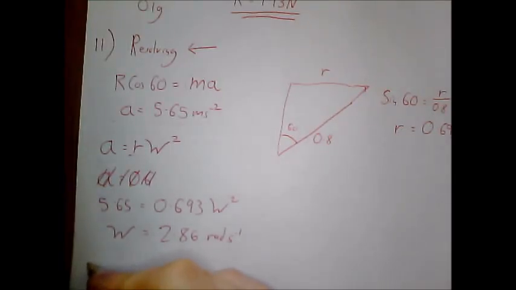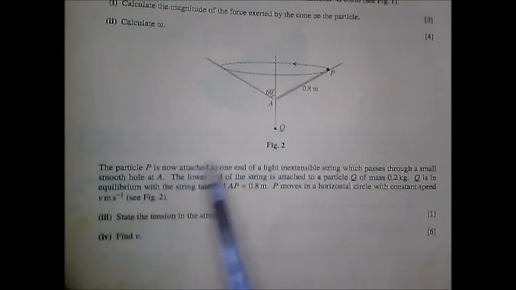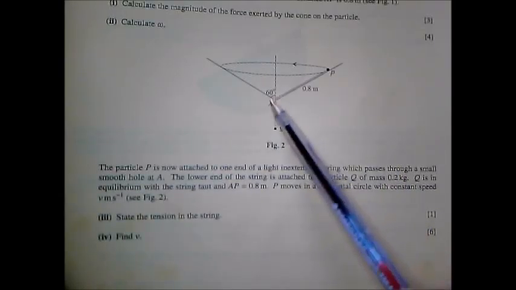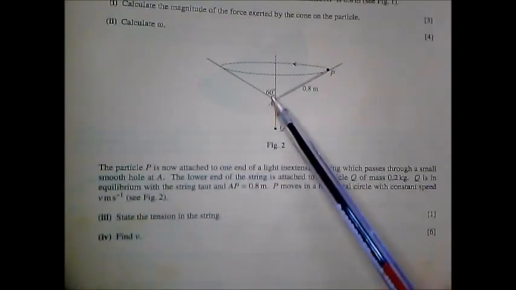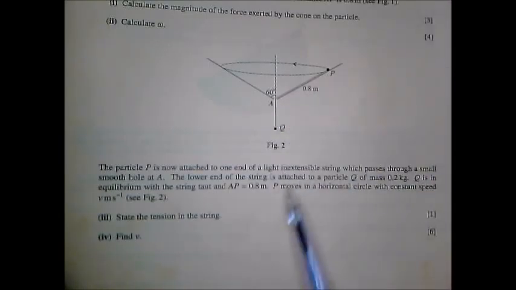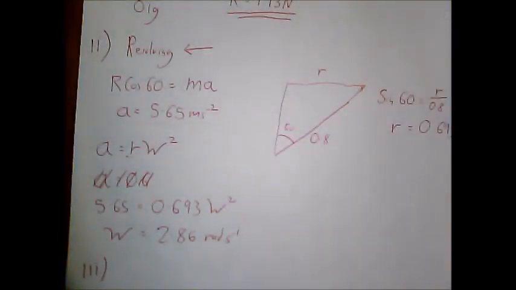Now let's have a look at part 3. Looks like our diagram's changed a little bit, so we'll be sure to look carefully. Our particle is now attached to one end of a light inextensible string which passes through a smooth hole at A, so there's going to be no energy or force lost here. And this is an equilibrium with the string taut, and this is still 0.8 meters. And P moves in a horizontal circle with a constant speed still, and we want to state the tension in this string.